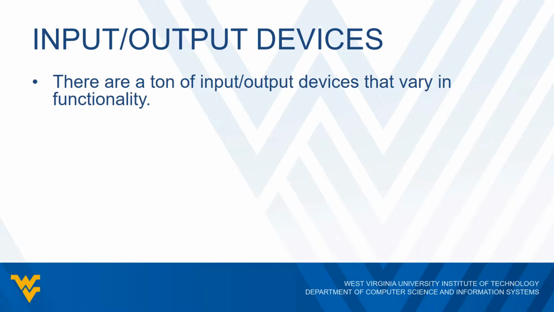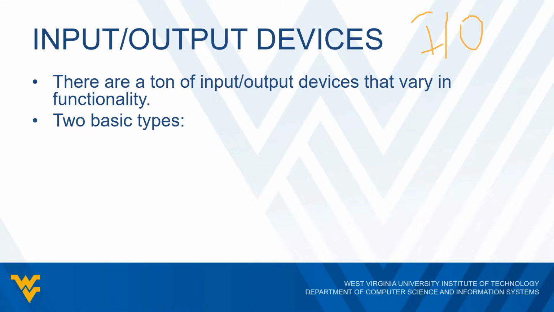Now, there are a ton of different types of input-output devices. Sometimes we call these I/O devices. So if you hear me say I/O devices, I mean input-output devices. But we have a ton of different devices that vary in functionality. Now, there are two basic types that we can have.